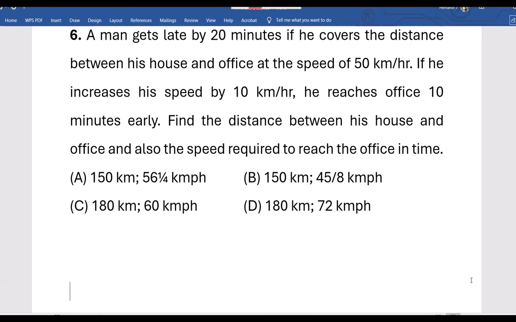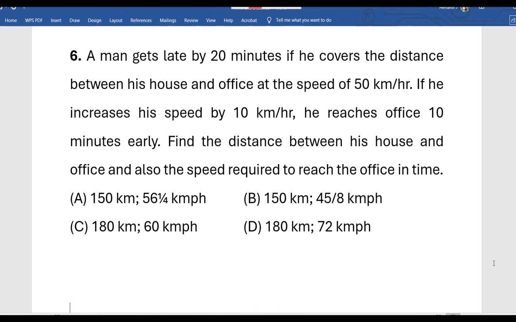A man gets late by 20 minutes if he covers the distance between his house and office at a speed of 50. Increase the speed by 10 and he is 10 minutes early. Now, what is the distance between his house and office? And what is the speed you need to maintain to reach on time? Right? See, very good question here. Your speed is what? Your speed right now, 50.